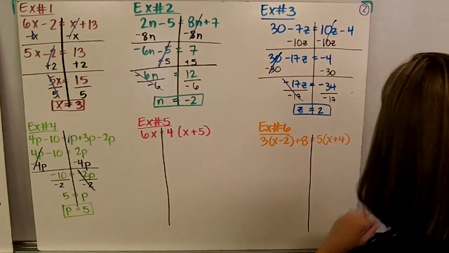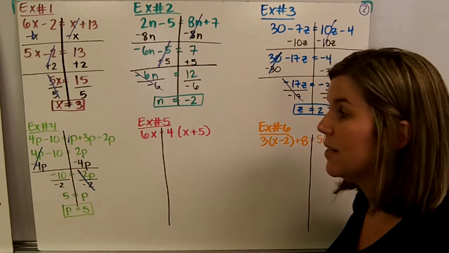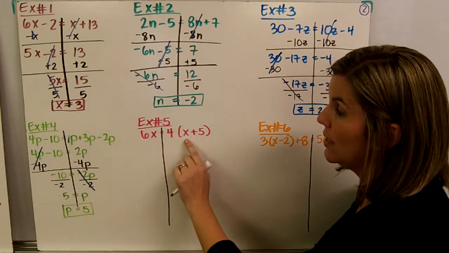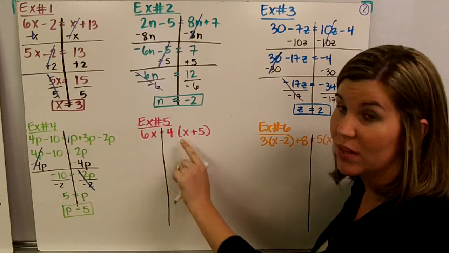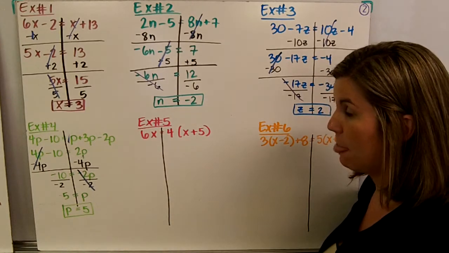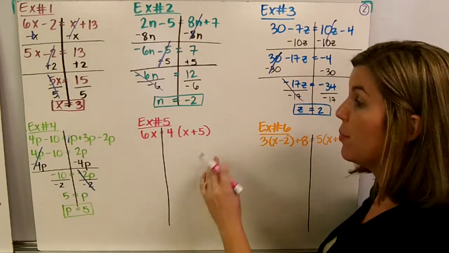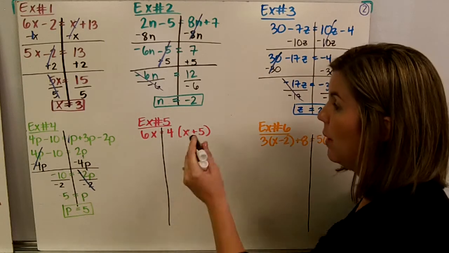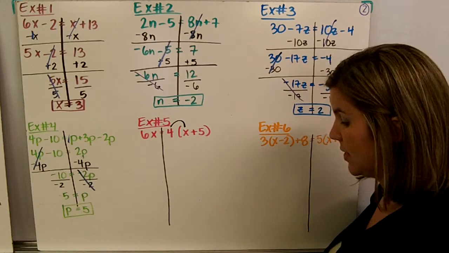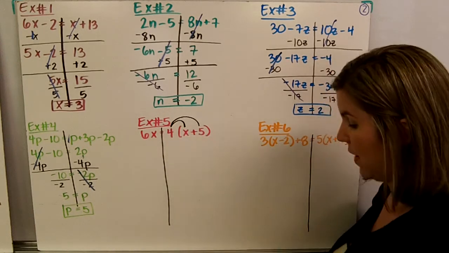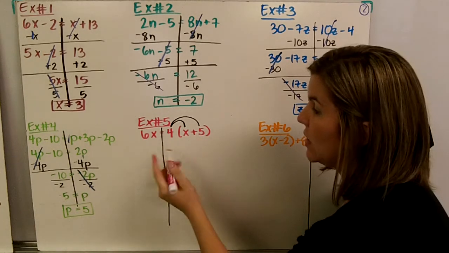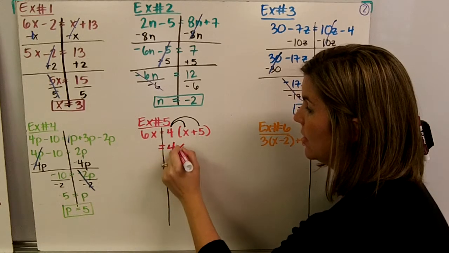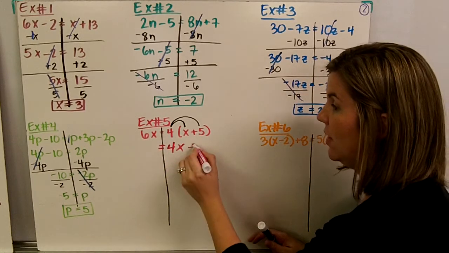Let's do this one together. 6x equals 4 times the quantity, that means put it in parentheses, x plus 5. So step 1 says distribute. I have to distribute in this problem. So I'm going to say 4 times x and 4 times 5. Well, 4 times x is 4x and 4 times 5 is 20.